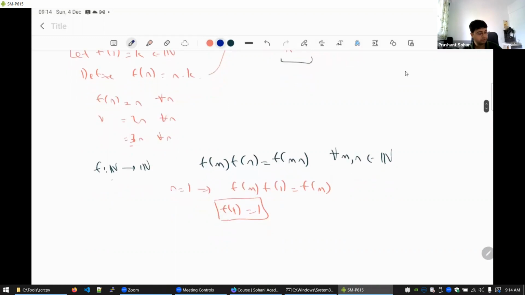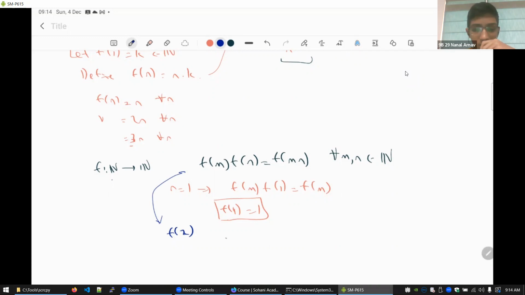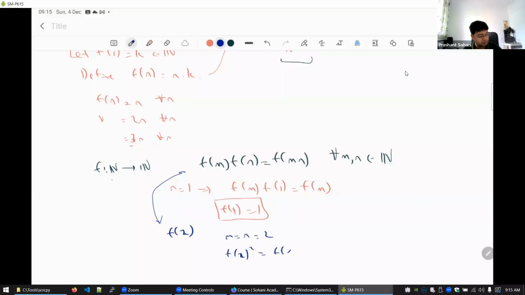So now let us look at f of 2. In the previous problem, because we have addition, it was easy to relate f of 1 to f of 2. But now it's not that simple. So using this equation, what can we possibly relate f of 2 with? f of 4, correct? Because I can put m and n both as 2. So I'll get f of 2 squared is equal to f of 4.